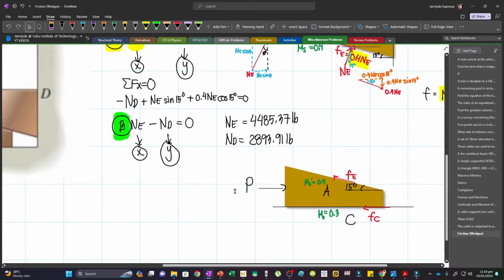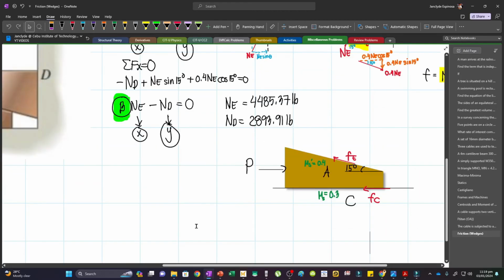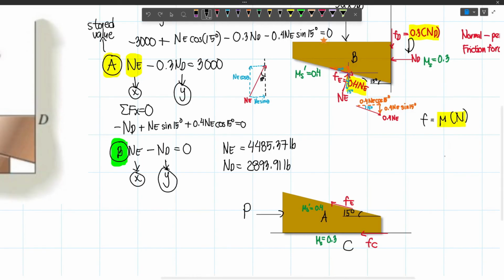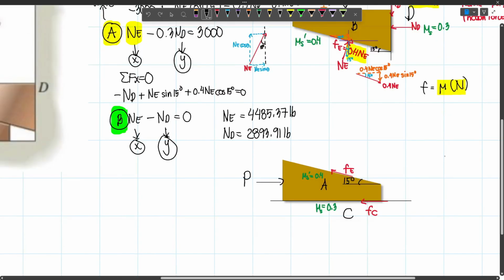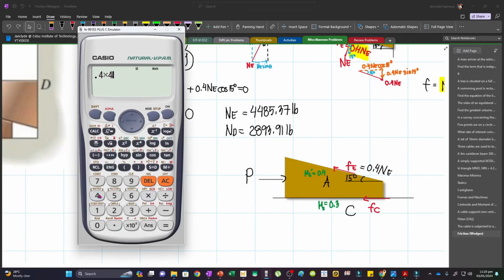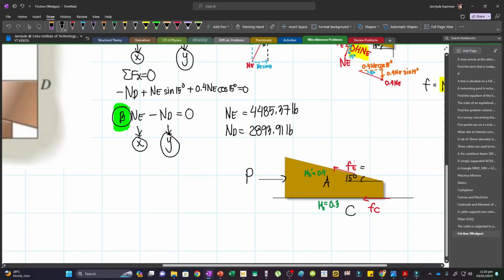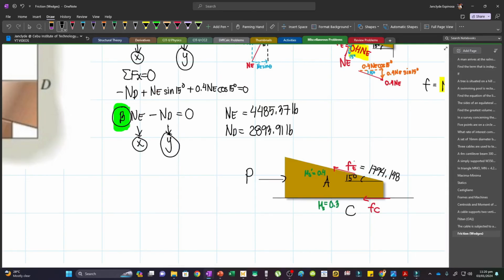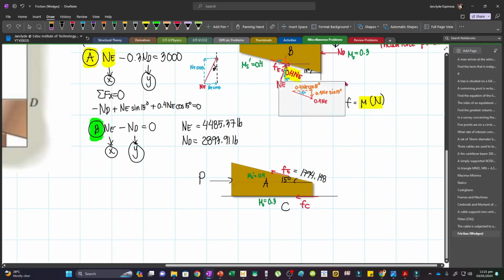Now to get P, we need the equilibrium equations for this free body diagram. And so let's do that. Now again, Fe is equal to 0.4 Ne. And so this will be 0.4 Ne. Now since we already have Ne, we can solve this one. Fe will be 0.4 times 4485.37. And so we have 1794.148. And so this will become 1794.148.